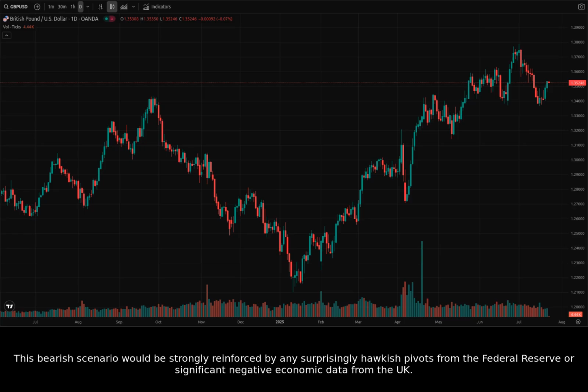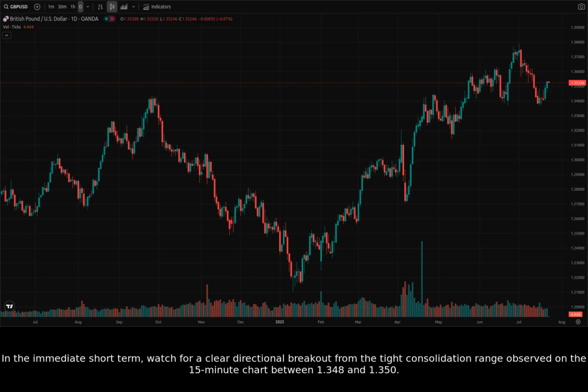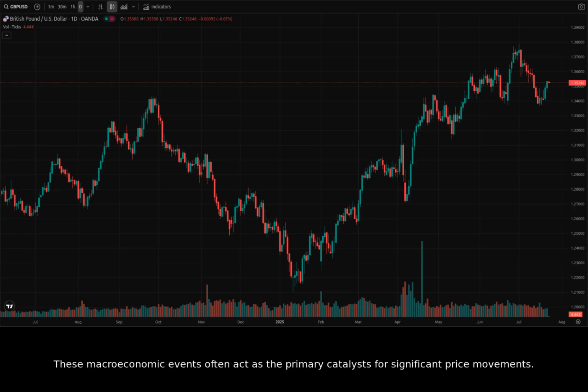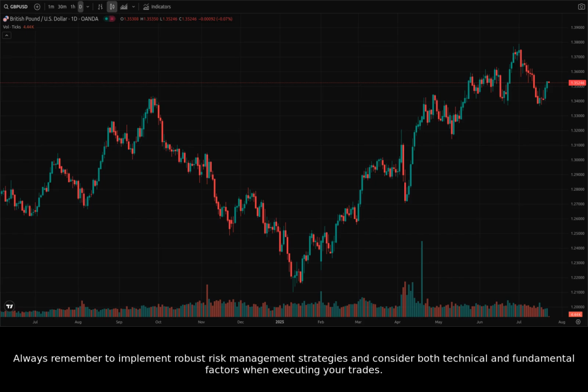In the immediate short term, watch for a clear directional breakout from the tight consolidation range observed on the 15-minute chart between 1.348 and 1.350. Also, keep a close eye on upcoming high-impact economic data releases from both the United Kingdom and the United States, particularly interest rate decisions and employment figures. These macroeconomic events often act as the primary catalysts for significant price movements. Always remember to implement robust risk management strategies and consider both technical and fundamental factors when executing your trades.